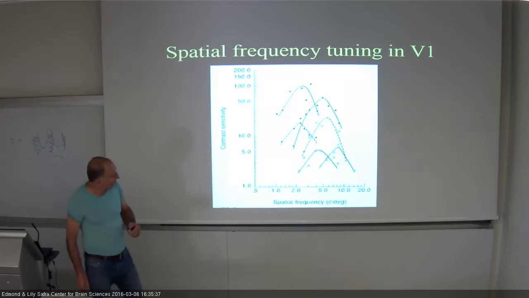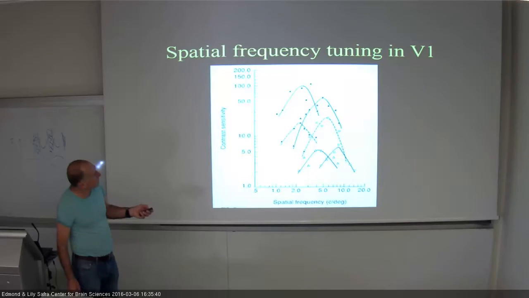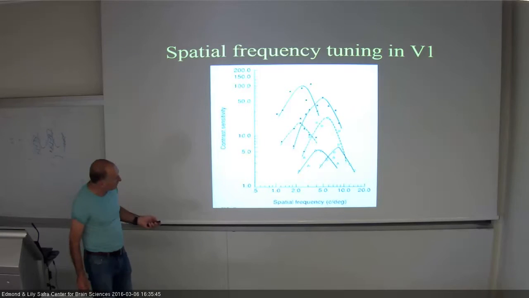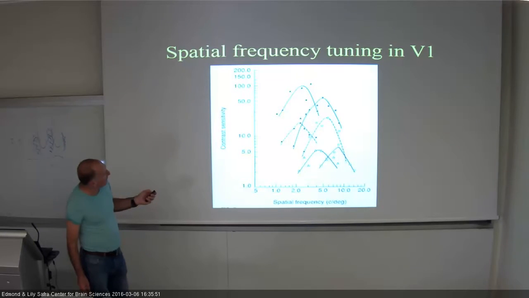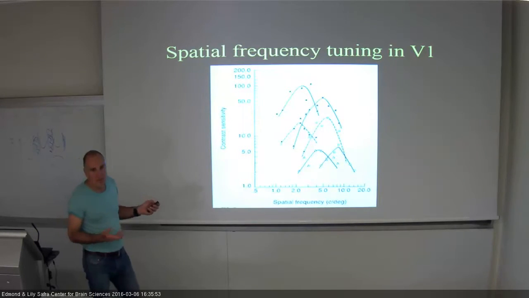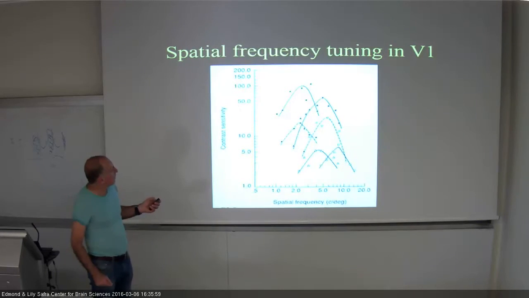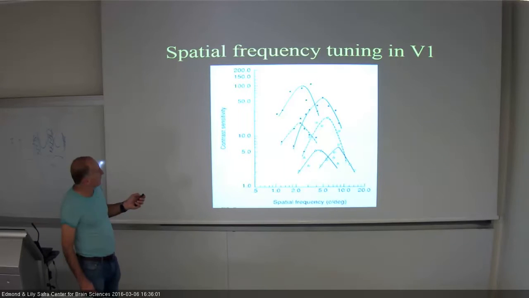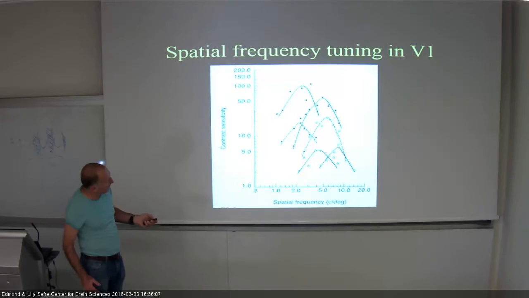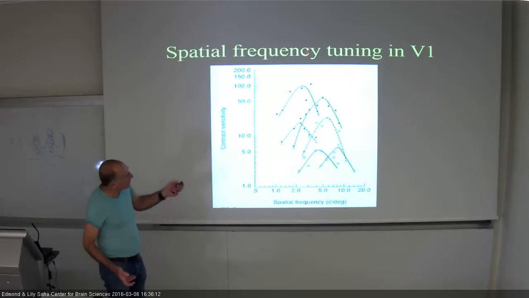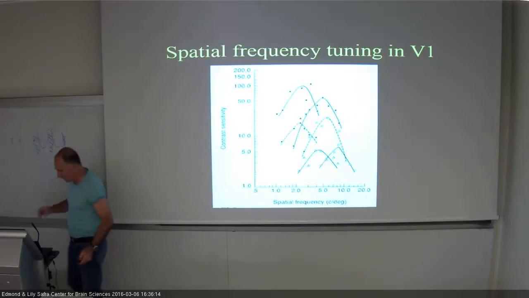So another thing is spatial frequency tuning in V1. You see that different neurons have different spatial frequency tuning, as I showed here. So here's spatial frequency, and here's the contrast sensitivity. The higher the sensitivity, the less contrast you need to distinguish between different spatial frequencies. Typically they have this nice tuning function, specific to a particular spatial frequency, and there's a variation in the sensitivity of individual neurons.